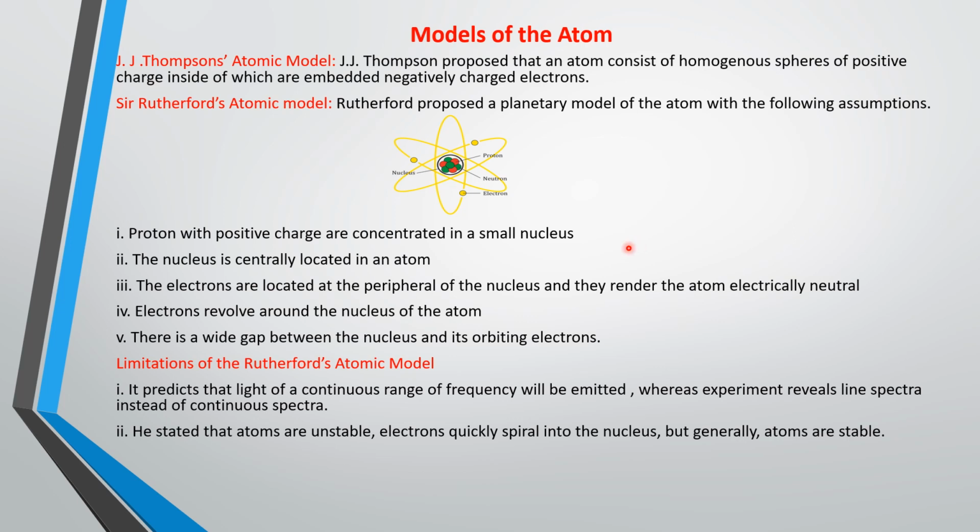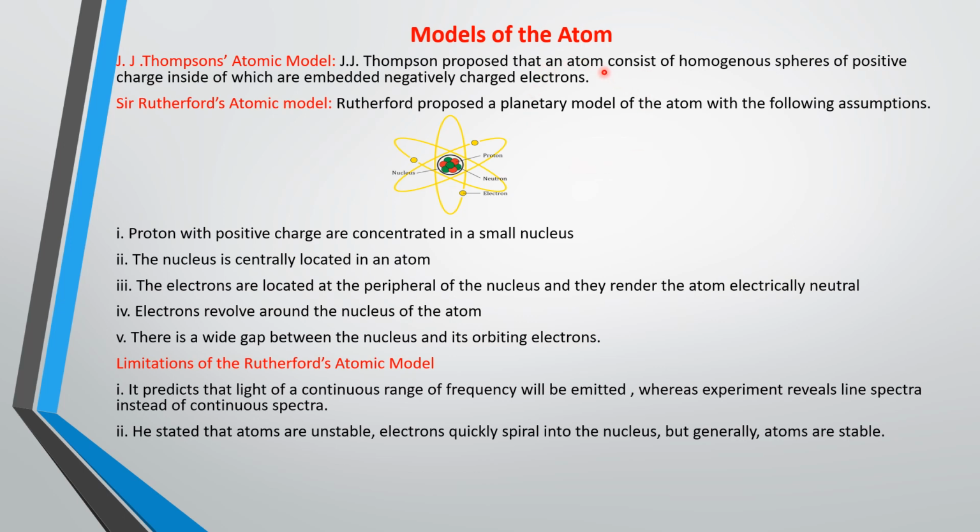So still on the model of atom, we have J.J. Thomson's atomic model. Another person that discovered an atomic model is J.J. Thomson, and J.J. Thomson proposed that an atom consists of homogeneous spheres of positive charge, inside of which are embedded negatively charged electrons. What this man proposed is that the atom has homogeneous spheres of positive charge, inside of which are embedded negatively charged electrons, so that the electrons are in an atom.